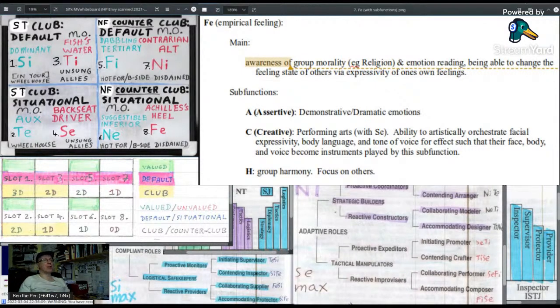Demonstrative dramatic emotions, ISTJ is bad at that. Again, that reduced affect display. They're not going to make good show players, which is the gender neutral term for actor or actress, and it is an English term, show player. Performing arts, they're not going to be good at performing arts. They could be good at music. Again, they've got that reduced affect display.